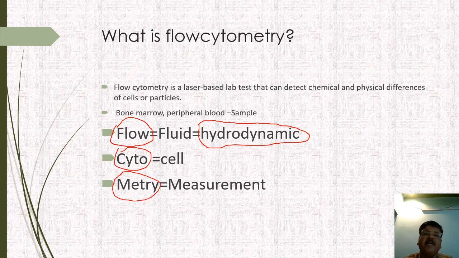So it is a laser-based test. Flow cytometry is a laser-based test which will detect the chemical and physical differences of the cells or particles. And we can use bone marrow or peripheral blood sample for its analysis.